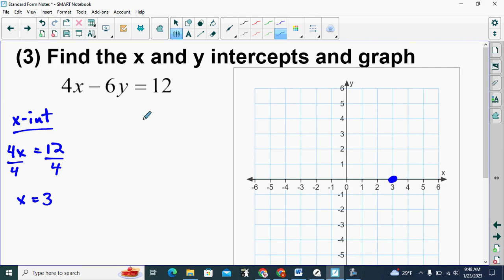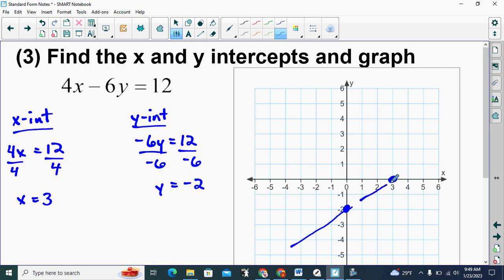Now we find the y-intercept. To find a y-intercept, we plug in 0 for x. If I put in 0 for x, my 4x goes away. I get minus 6y equals 12. Divide both sides by negative 6. I get y equals negative 2. And once I have 2 points, 2 points is enough to draw a good line in there.